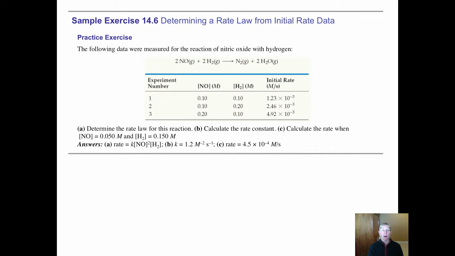What I would like you to do now, on a separate sheet of paper, which I will have you turn in to me when I see you next, is to consider the data that you see in this practice exercise. You're going to do the same thing: determine the rate law based upon the data, calculate the rate constant, and substitute in on part C some given concentrations for the two reactants to calculate the rate at those concentrations. Notice that the answers are given. I would like you to demonstrate your work or logic that proves that you came to the same conclusions that they did here at the end of sample exercise 14.6.